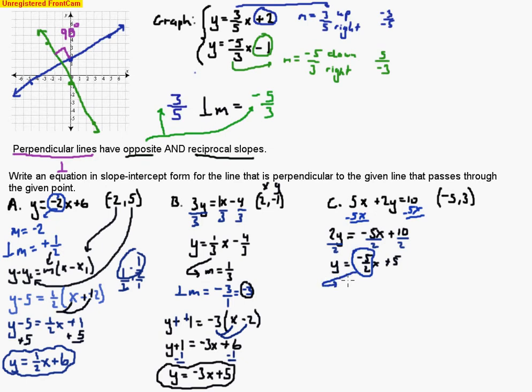We don't want the parallel slope. We want the perpendicular slope. So this is my symbol for perpendicular. M stands for slope. And this is obviously an equal sign, and it would be the opposite of a negative, which is a positive. And then we have the reciprocal, which is 2/5. So positive 2/5. That's the slope I'm going to use.